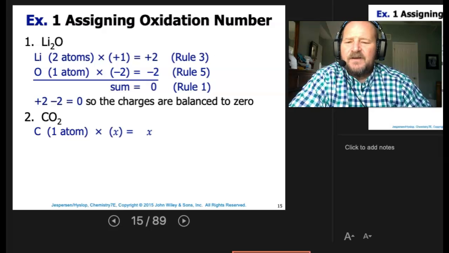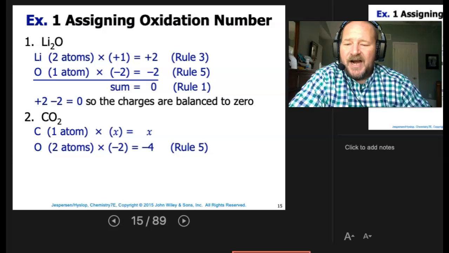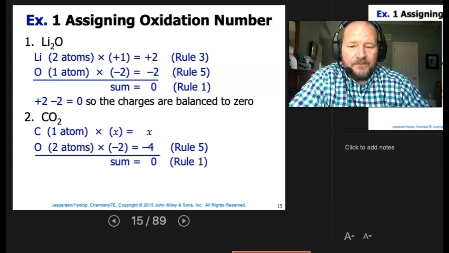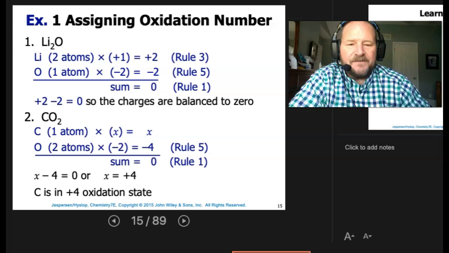CO2. Here we have carbon. We have 1 atom times X. There's no rules for carbon, so we don't know what carbon is. However, we know that oxygen has 2 atoms and it's a -2. That gives us a total of -4. Now we know the sum needs to equal 0. Therefore, X must equal +4. Carbon then has a +4 oxidation state. Easy peasy lemon squeezy, I'm hoping.